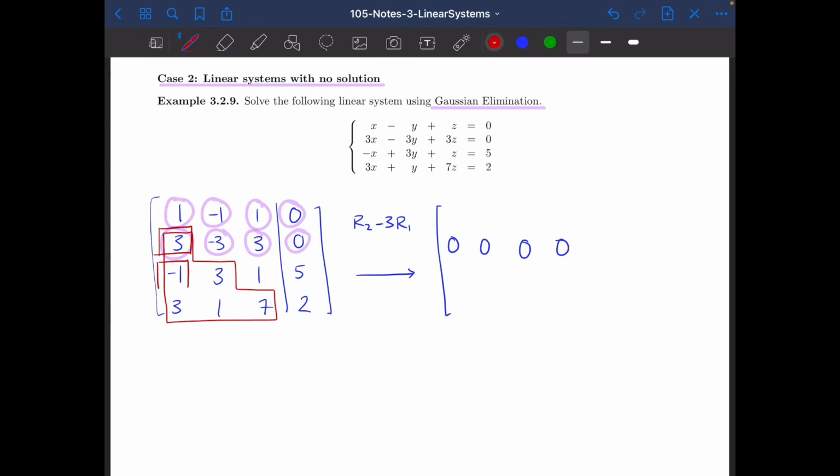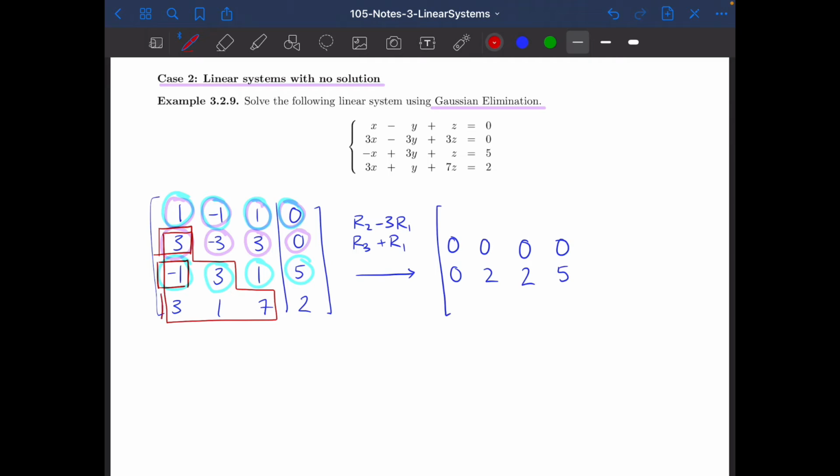This minus 1 I would also like to replace with a 0. And I can do that with the row operation row 3 plus row 1. Again, I'm using row 1. So let's do that. The first entry will be minus 1 plus 1, which is 0. Next entry will be 3 plus minus 1, which is 2. Next I have 1 plus 1, that is also 2. And finally I have 5 plus 0, which is 5. And now I'll keep going.